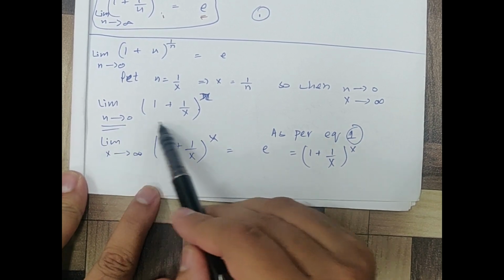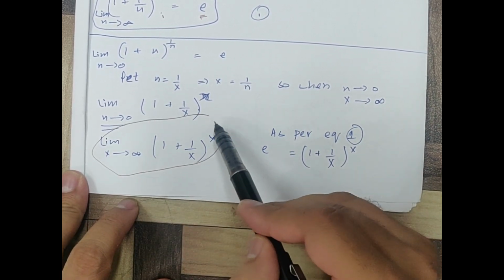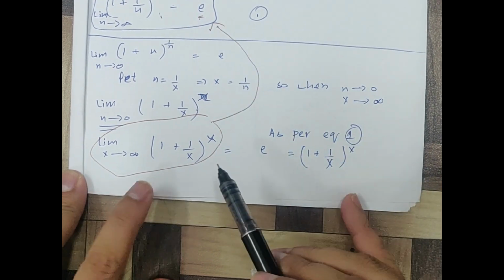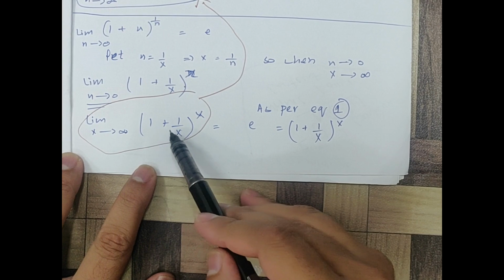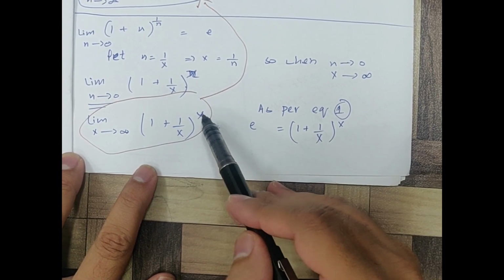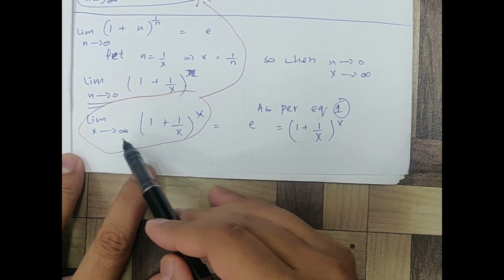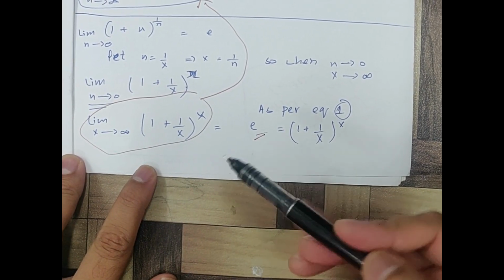So it is exactly this expression. And we've already proven that (1 + 1/x) raised to the power x, when the limit as x tends to infinity, is equal to e. So that's it.